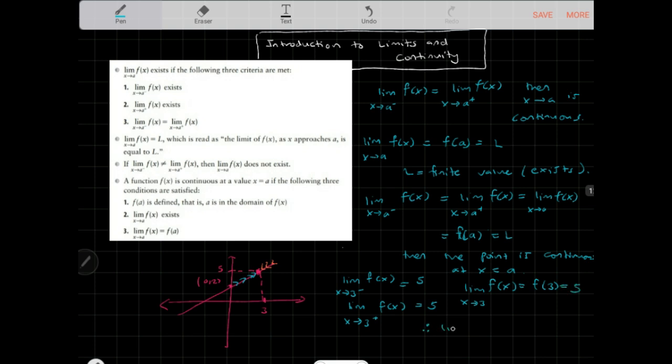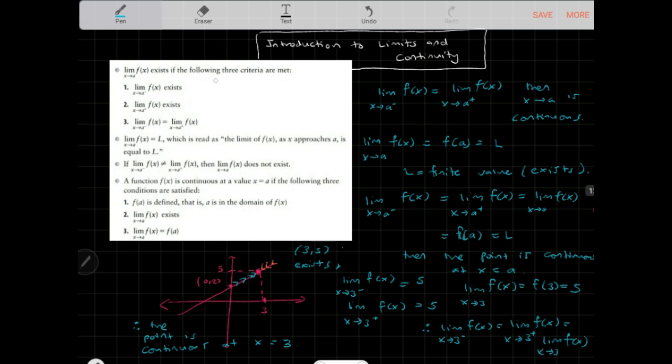So because the limit from the left side is equal to the limit from the right side of f of x, which is equal to the limit as x approaches 3 of f of x, and they're all equal to 5, therefore the point is continuous at x is equal to 3. So what that means is that the point (3, 5) exists, right? And in order for you to determine if a point is continuous, you just test the limits of that point: the left-hand limit, the right-hand limit, and the original limit, right? And as long as that equals a finite value and they're all equivalent, then that point will exist.